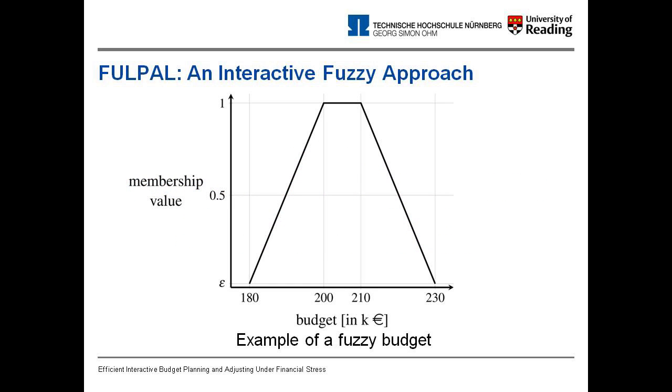What is a fuzzy parameter? A fuzzy parameter can be a parameter which can't be described by just a single value. It is represented by a set of values, which is shown in the figure. In our case, an appropriate budget for a certain department is illustrated.